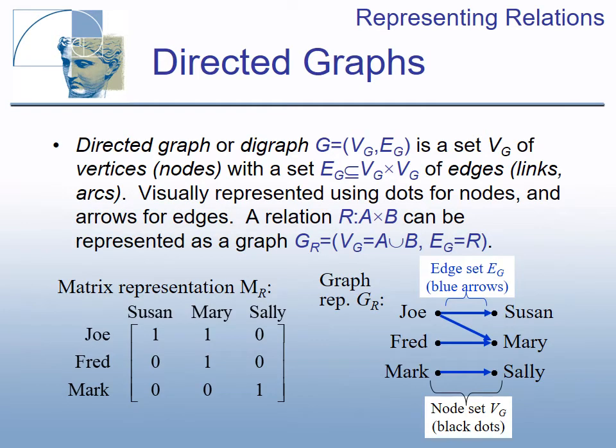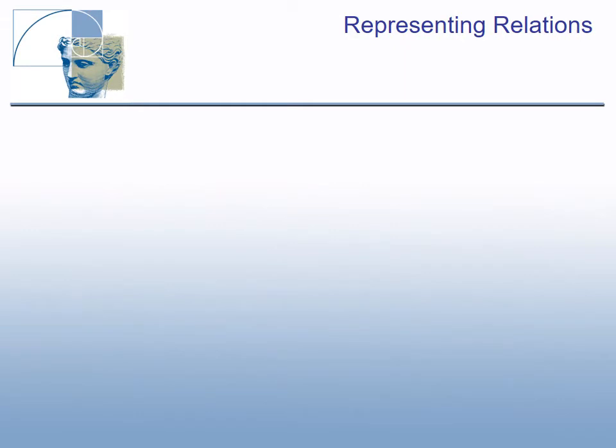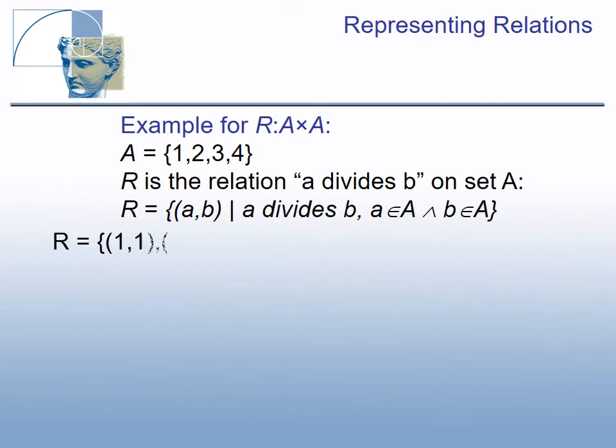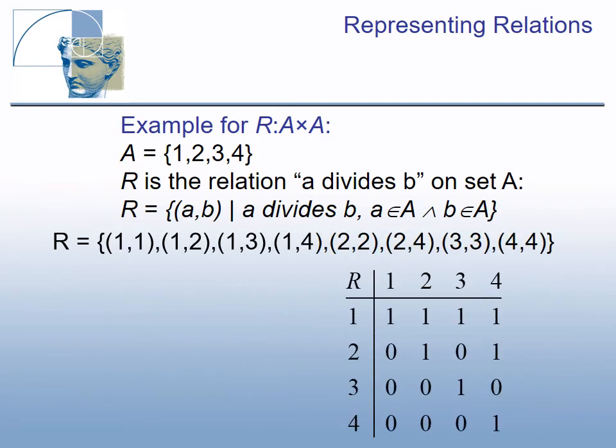A directed graph, or D-graph, is a set of vertices or nodes with a set of edges, visually represented using dots for nodes and arrows for edges. A relation R from A to B can be represented as a graph. Here is the previous example represented by a D-graph. Let's consider another example of a D-graph. There is a set A and a relation on this set A meaning a divides b. This relation can be represented by a 0-1 matrix and a D-graph.